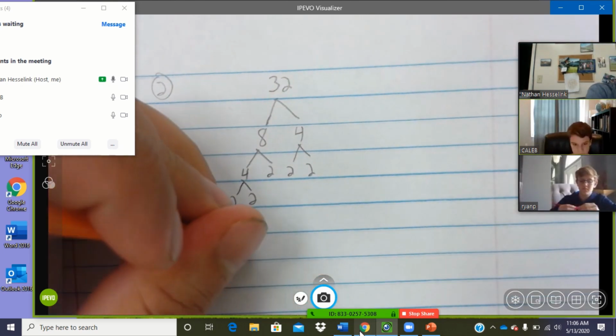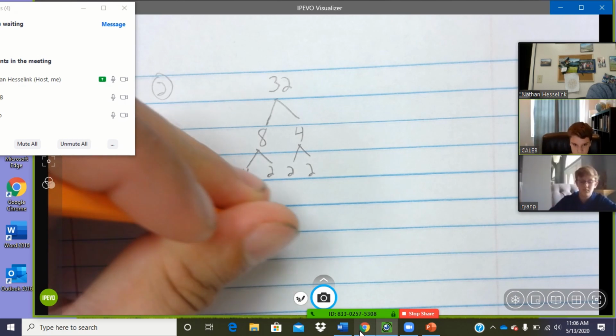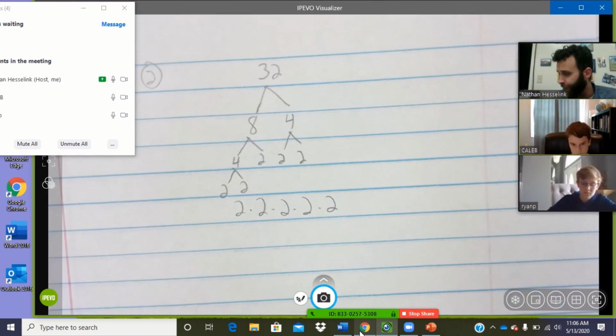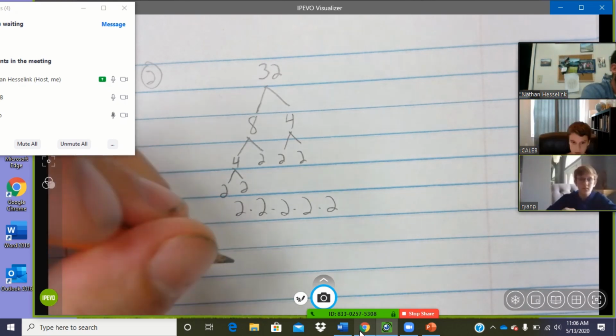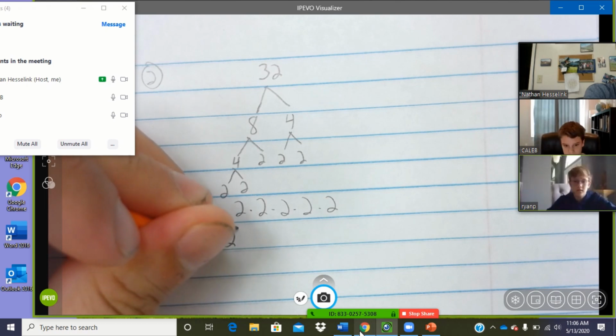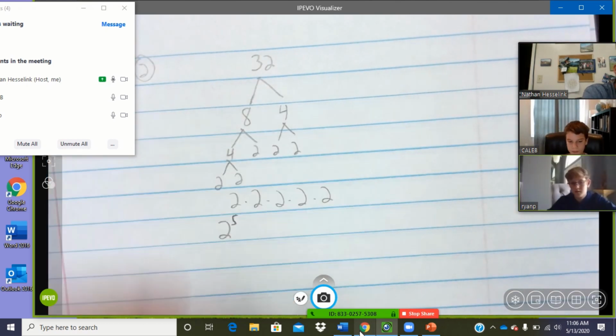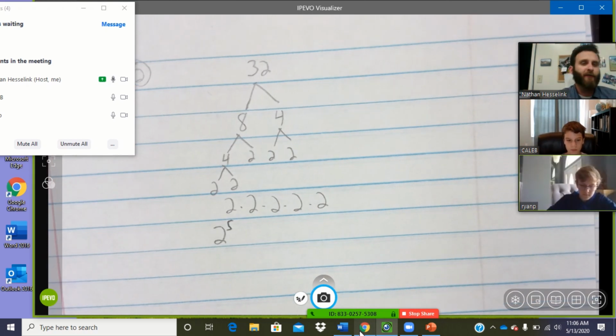Our final answer should be 2 times 2 times 2 times 2 times 2, which in exponents is 2 to the what power? 2 to the 5th? Yes, there are 5 2's. So 2 to the 5th power. By the way, if we do it in our head, 2 times 2 is 4, times 2 is 8, times 2 is 16, times 2 is 32. So we have found the prime factors of 32.